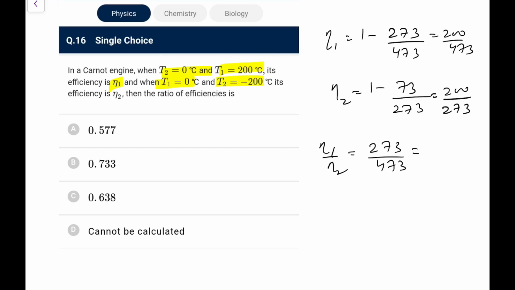And if I do this approximately, if you do 27 by 47, 47 table, if I do 47 5s would be 235, and you are getting now 30, so it would be 0.5 only, not 0.6, so go for 0.577. That would be the answer here.